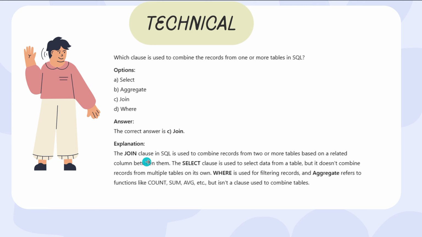So the join clause in SQL is used to combine the records from two or more tables based on the related columns between them. The select clause is used to select the data from the table, but it does not combine the records from multiple tables on its own. Okay, this is the difference between join and select. Where is used for filtering records. Aggregate refers to functions like count, sum, average, etc., but isn't a clause used to combine tables. So join is the correct one. This is from SQL, that is technical. Okay, let us go into the other question.